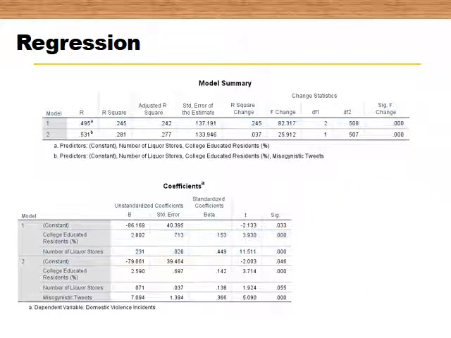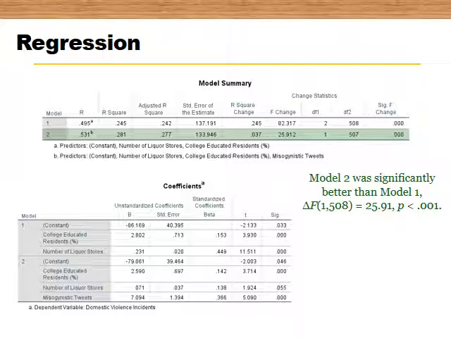What we were looking for was to see if adding tweets to the model made the model better. And indeed, if we look at the F-change test for Model 2, the significant F-change test tells us that adding misogynistic tweets as a third predictor made our model significantly better. Whereas our first model only explained about 24% of the variance in domestic violence incidents, our second model explained about 28%. In other words, adding tweets as a third predictor increased our R-squared value by about 4%.